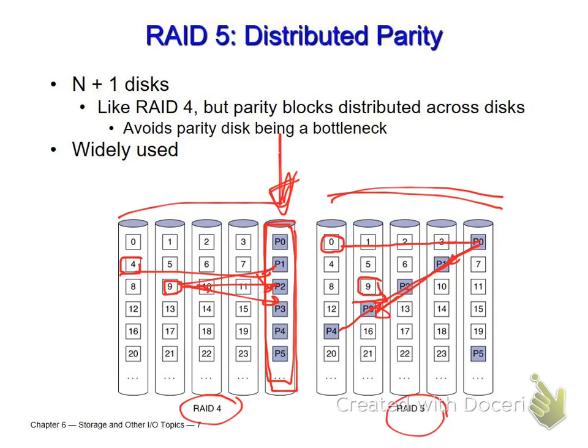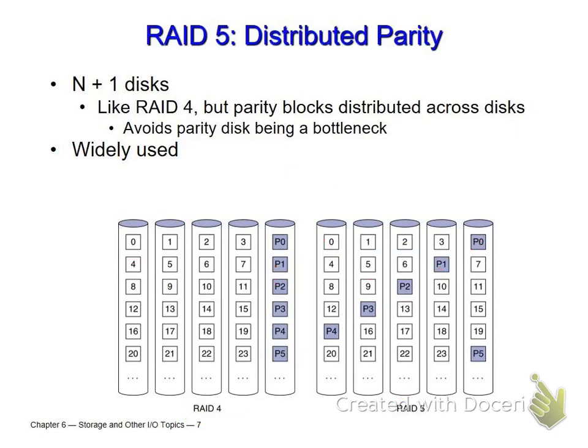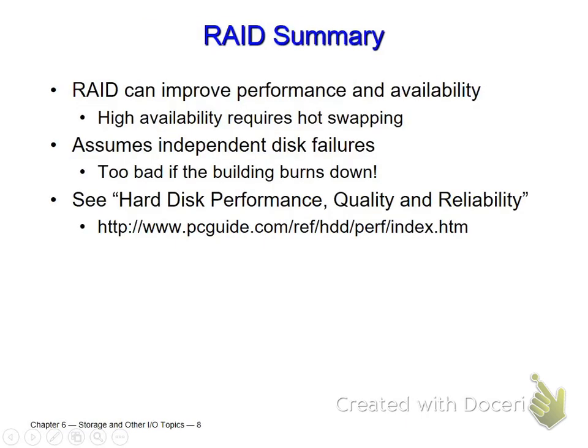With distributed parity, I don't have the same exact thing. So now I have finalized the RAID types that we have. It can improve the performance and availability, assuming, of course, independent disk failures. Unfortunately, it will be too bad if that happens. No one will be able to save you, unfortunately.